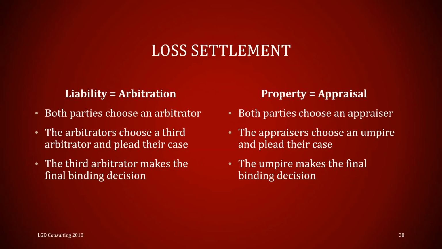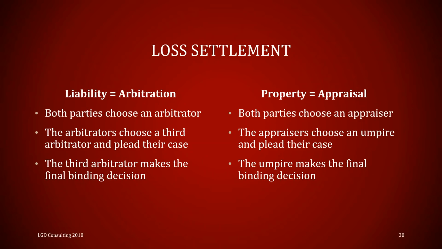Now, if you have a discrepancy with the insurance company about how much is paid on a claim, if it's liability, then you go through arbitration. You pick an arbitrator, the insurance company picks an arbitrator. These two arbitrators pick a third arbitrator that hears both sides and makes an ultimate decision. It is binding. Once you agree to arbitration, the decision is final. There's no appealing. So remember, for liability disputes, you go through arbitration.